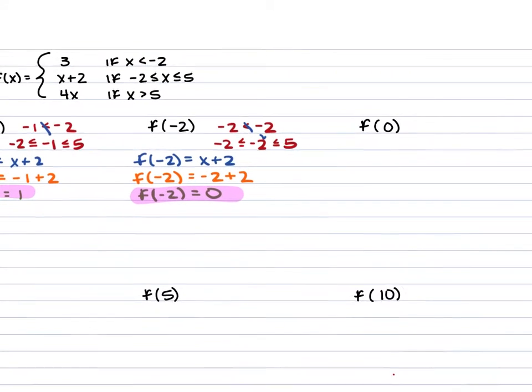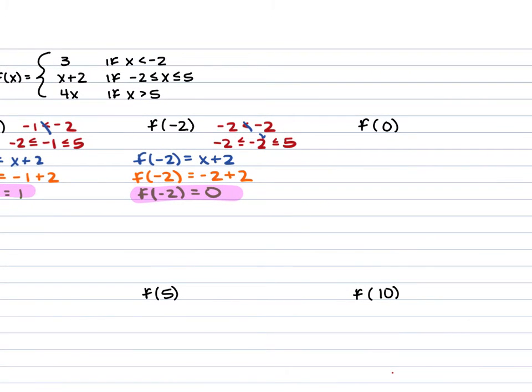For f of 0, we're going to plug 0 in for these inequalities. We ask ourselves, is 0 less than -2? No. Is -2 less than or equal to 0? Yes. Is it also less than or equal to 5? Yes. So we are going to use the x plus 2 again. So f of 0 is equal to x plus 2. We plug in that 0. We get f of 0 is equal to 0 plus 2. So f of 0 is 2.